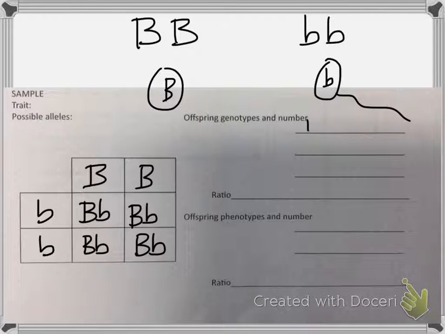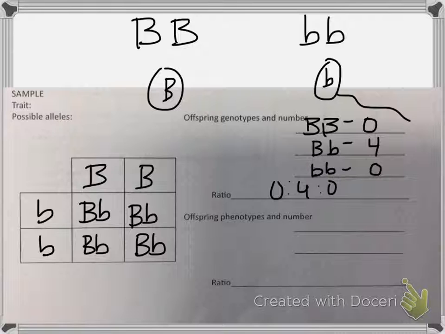everybody's the same. So when we look at genotypes, we still write all 3, and it's 0 to 4 to 0, because they all are heterozygotes. They're all heterozygous. 0 to 4 to 0.